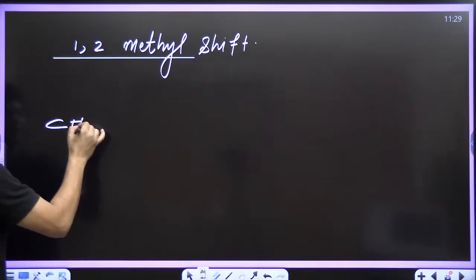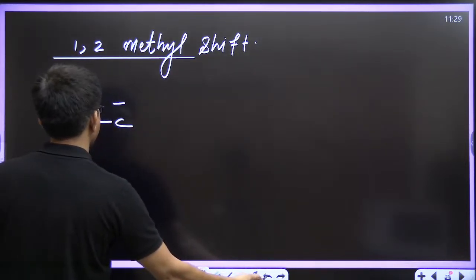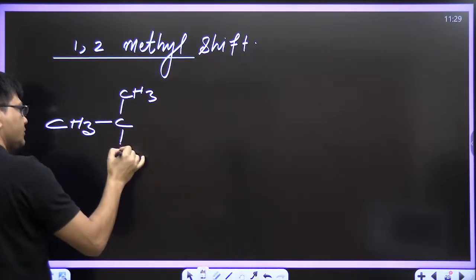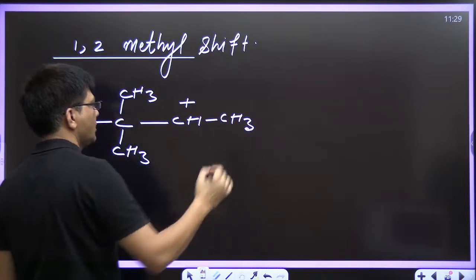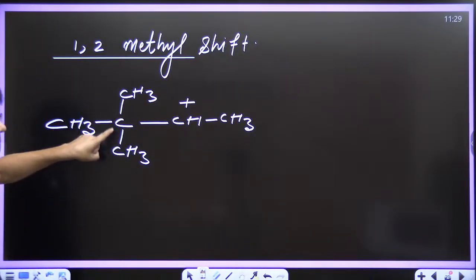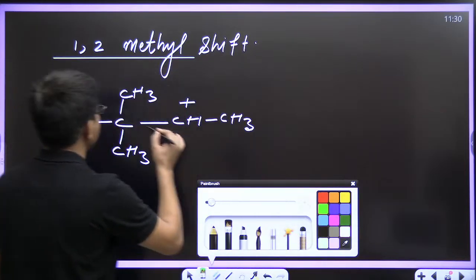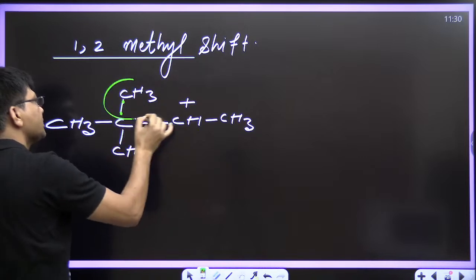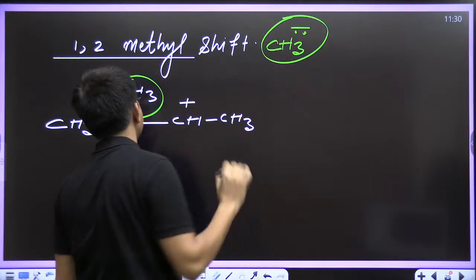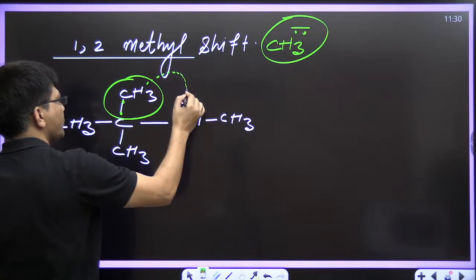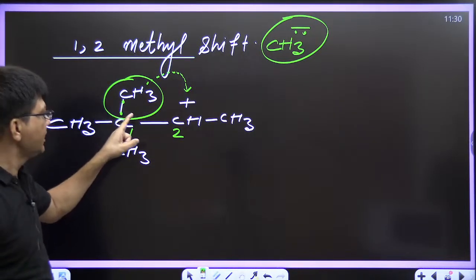Suppose the carbocation is like this: CH3, C positive, CH3, CH3, CH positive, CH3. Now kids, you can see the adjacent carbon does not have hydrogen. Whenever there was hydrogen, hydride shift took place, but there is no hydrogen, so definitely this methyl shifts along with its electrons, that's why it is known as methyl shift. So 1,2 methyl shift will take place. Why is it 1,2? From one carbon it goes to the second carbon, forming a three-membered ring, that's why it is known as 1,2.